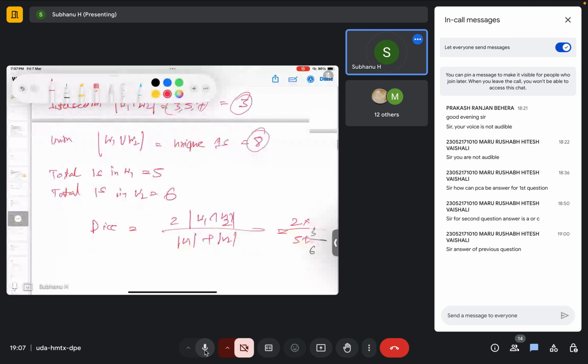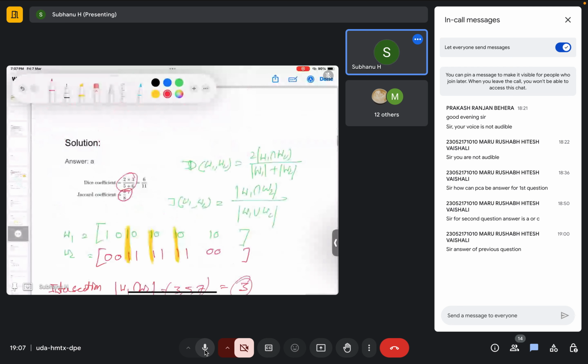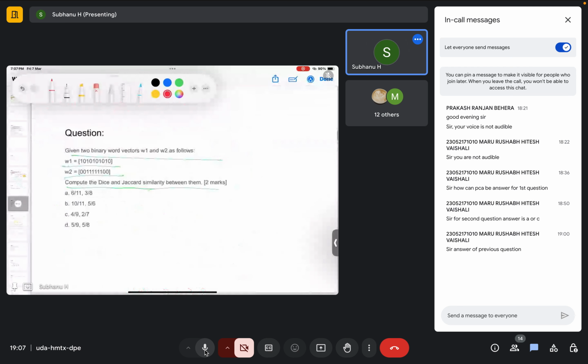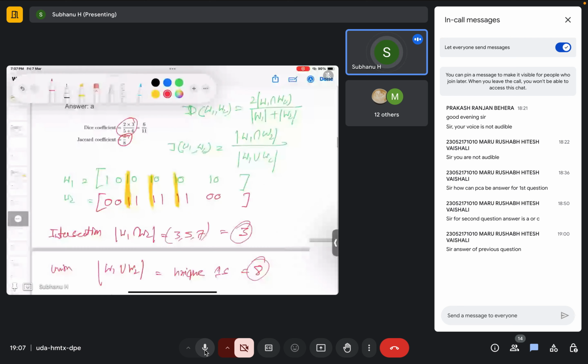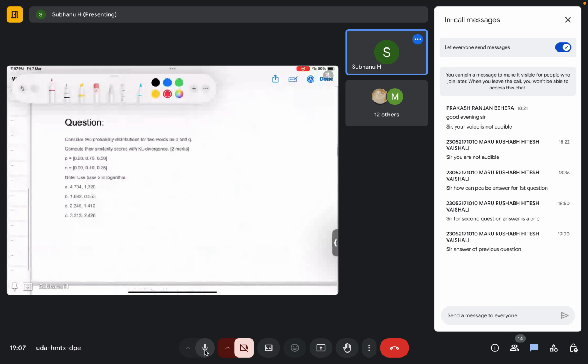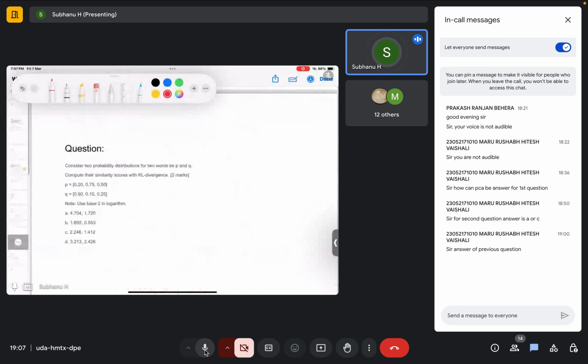Okay. So which one is the correct? 6 by 11 and 3 by 8. I think option A. Yeah, option A is the correct one. The next question is also a simpler one. You take your time and try to solve it. Please mention your answer in the chat box.